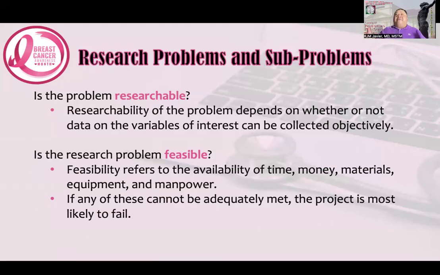Or let's look at the time frame. For example, you want to study the impact of the use of vaping and the development of lung cancer. You want to establish whether or not vaping could be a possible etiology for the development of lung cancer. Again, that is a very good topic. It's something that is very relevant from a public health perspective.